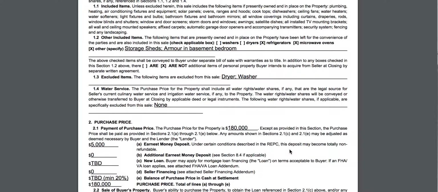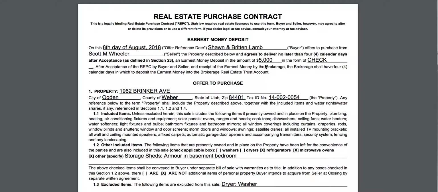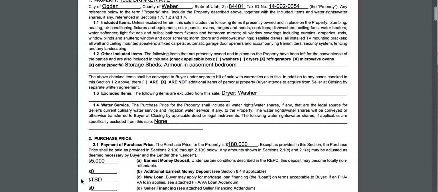Section 2, purchase price of the property. Payment of purchase price. The purchase price for the property is $180,000, except as provided in this section. The purchase price shall be paid as provided below, meaning how are they paying for this property? Obviously, in section A, we are going to have this reflect what we already have up top. So make sure that you're not putting 2 different amounts in here.